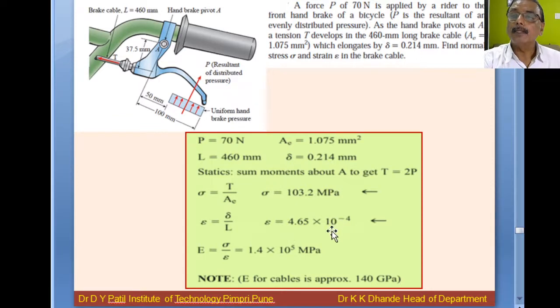And now last, modulus of elasticity is equal to stress upon strain. Stress is given as 103.2 megapascal or Newton per mm square, divided by 4.65 into 10 raised to minus 4. So the modulus of elasticity of the cable material is equal to 1.4 into 10 raised to 5 megapascal.